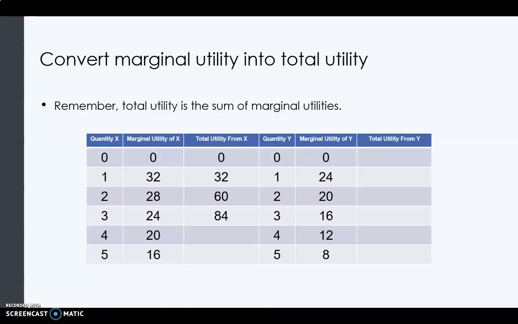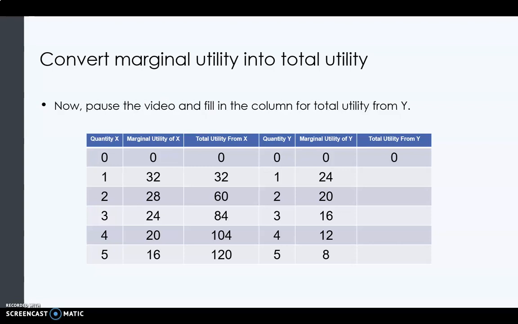Then, for the fourth unit, we're going to have 20 utils from just the fourth one, 84 from the first 3 we already had, and we're going to get 84 plus 20. That's going to be 104. Last one, we're going to take our 16 that we get from the 5th unit, that's right over here, add that to the 104 that we already had, and end up with 120.